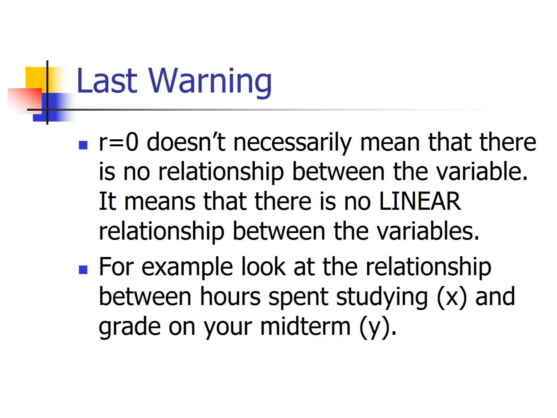And our last warning, right, r equal to 0 doesn't always mean that there's no relationship between the variables. It means that there's no linear relationship, which is why in practice you don't just get the data and calculate the correlation. In real life, you get the data, you make the scatter plot. You look at the scatter plot. If it has a linear shape, then you do the correlation. If it doesn't have a linear shape, you have to do something a little more sophisticated.